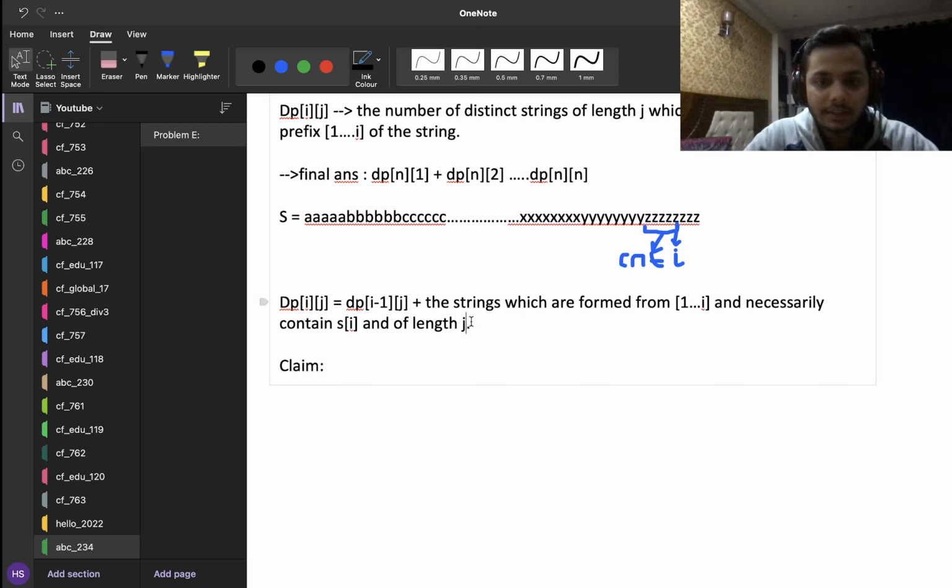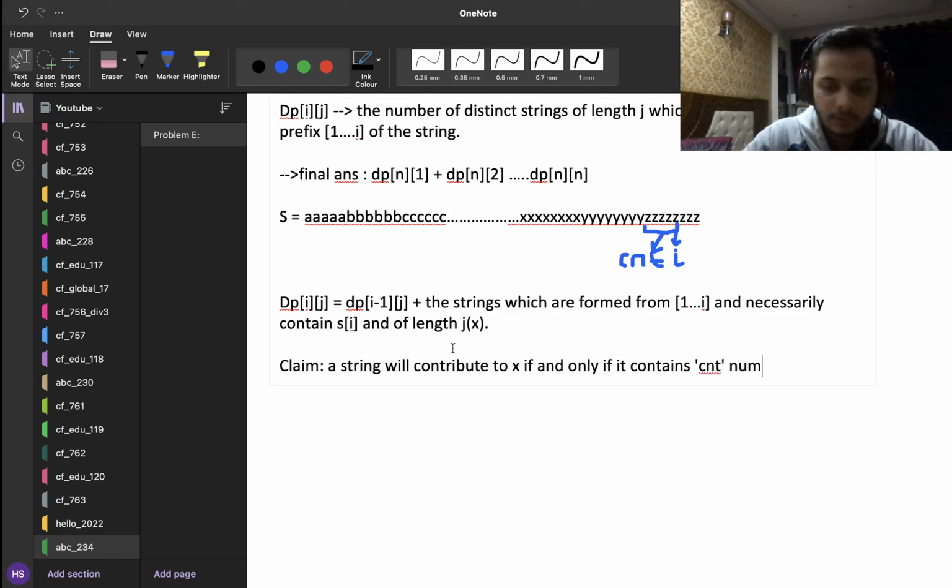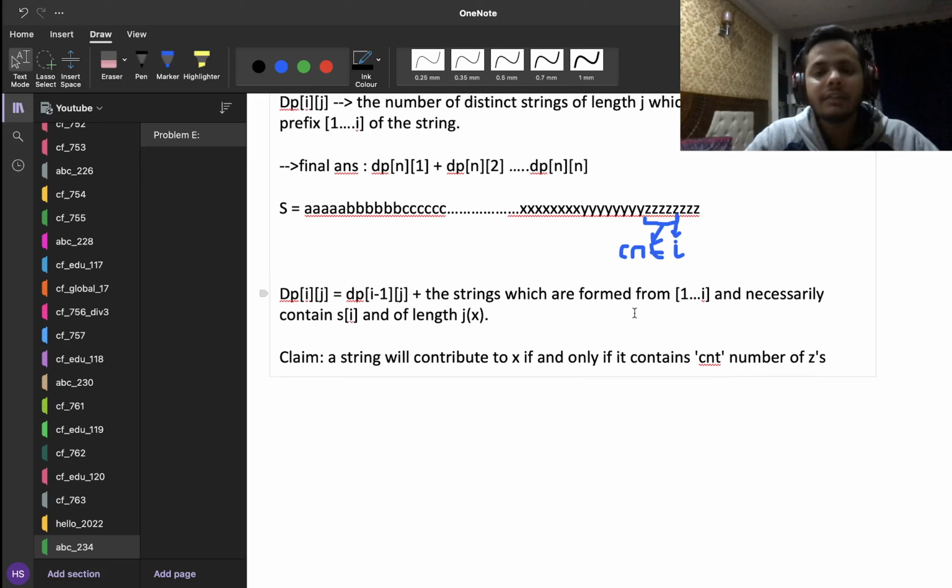Let's say that these extra strings are x. So a string will contribute to x if and only if it contains count number of z's. That is my claim. So the string will contribute to x, which is the number of strings which necessarily contain s of I and they are of length j. A string will contribute to x if and only if it contains count number of z's.